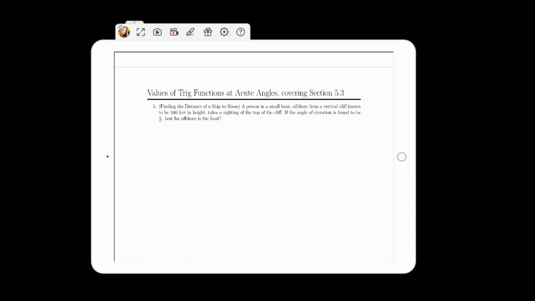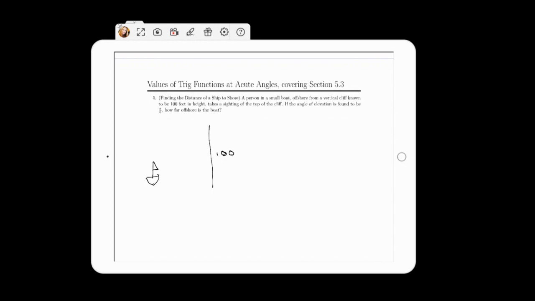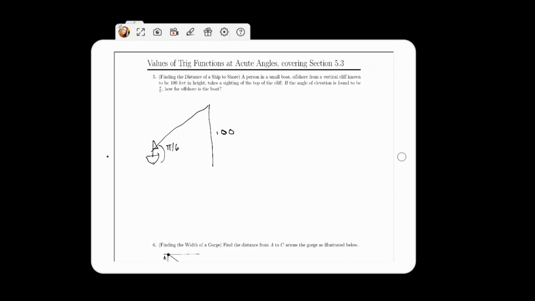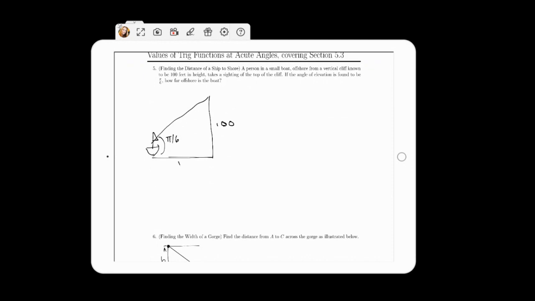Let's make a picture. So we have our little boat at sea, right? And we are offshore from a vertical cliff. This is the vertical cliff. And I know the cliff is 100 feet. Sorry, let me get my pen to write better. So we know that the cliff is 100 feet high. And we take a sighting from the boat to the top of the cliff, okay? And we're given that the angle of elevation, so this angle right here, is actually pi over 6. And we are asked to find how far offshore is the boat. So we want to find this distance. Let's call it x because we don't know what it is. We have to put a letter there.